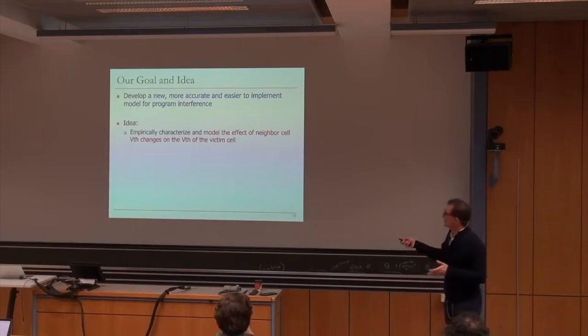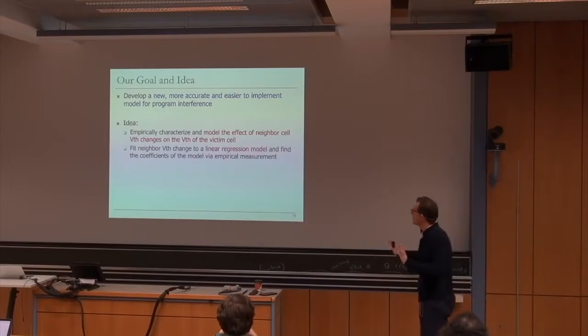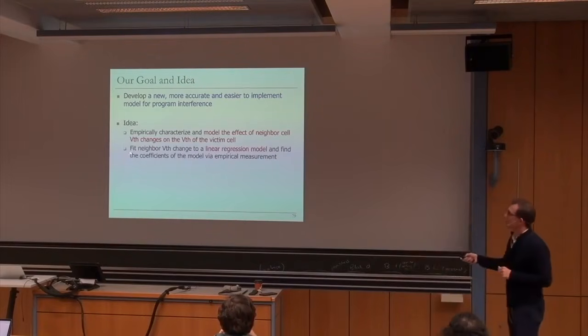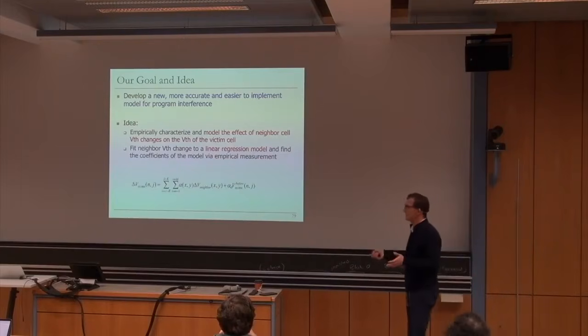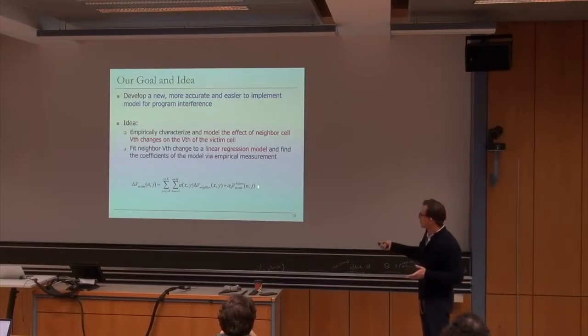Basically, you know the characterization, you know the results. Now you can fit the neighbor threshold voltage change using a linear regression model, or any kind of model actually, but linear regression works well, and find the coefficients of the model via empirical measurement. That's the idea. So basically, this is the change in the victim's voltage, and it's really a sum of the changes in the neighboring voltages with some coefficients. And we want to learn these coefficients based on the experimental data. And of course, there is the victim's old voltage.